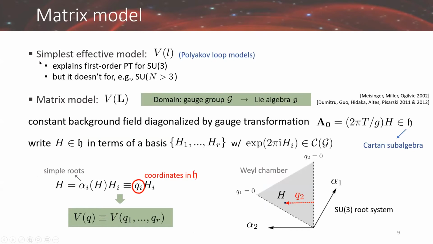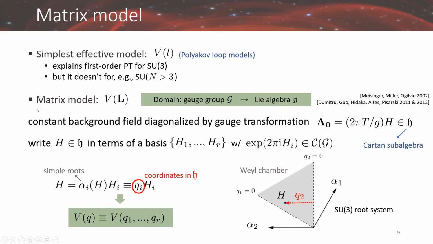Okay. So the simplest effective model you can build is just the potential of your order parameter, which these are called the Polyakov loop models. It can, for example, explain why the transition is first order for SU(3), but it fails for a larger number of colors. As we want to extend this to other gauge groups, you have to go a little bit further and consider something called a matrix model. So instead of the order parameter being the variable in the potential, you go one step back, and the Wilson line itself is the variable. The eigenvalues of the Wilson line are the variables for your model. So you can think of the domain going from your gauge group all the way down to the Lie algebra.